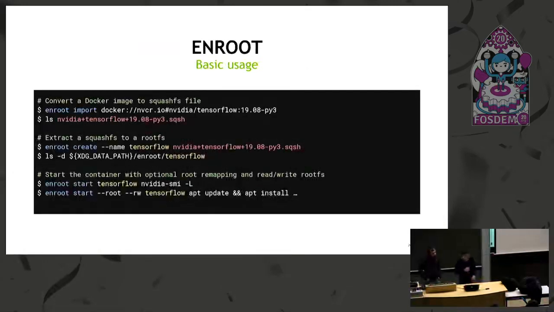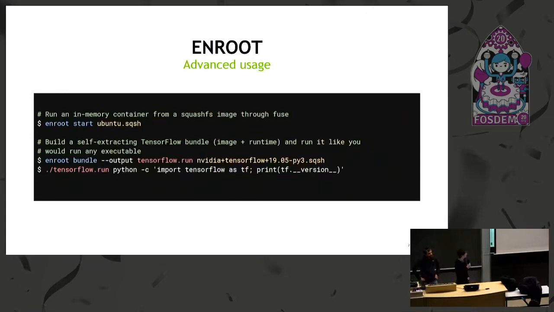So now for the basic usage, you can do import. You just give it the Docker URI, and you end up with a SquashFS representing the entire image. Then you can store that and share it with someone. You can then create a container from this SquashFS image, which just unpacks the SquashFS under your XDG data path. And then you can start stuff in there. So you can run nvidia-smi in TensorFlow, or you can also remap yourself as root and have a read-write root file system, so you can install packages as an unprivileged user.